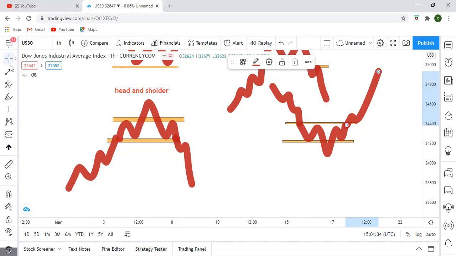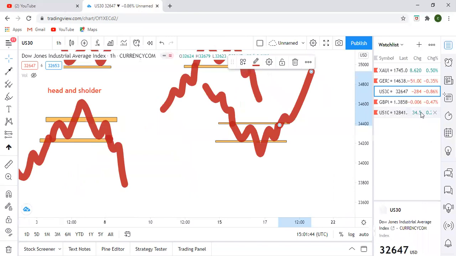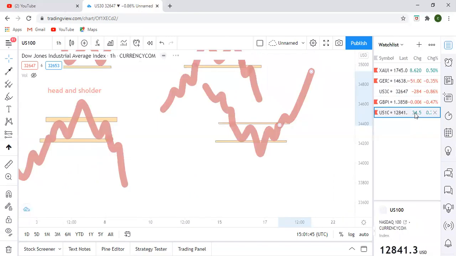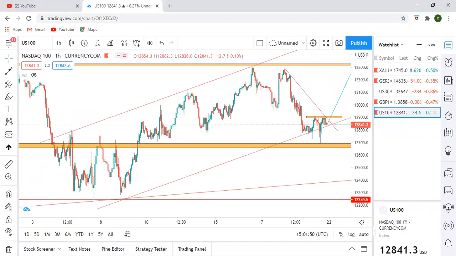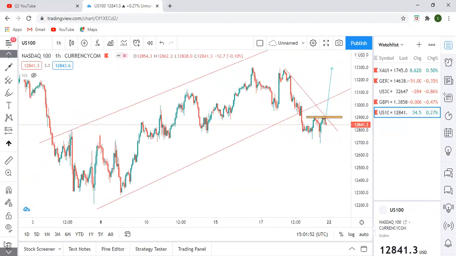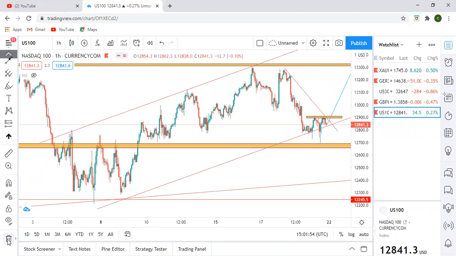Let's go back to the charts and show you these types of reversal patterns in the market. So we're gonna look at Nasdaq. We're gonna look for reversal patterns.